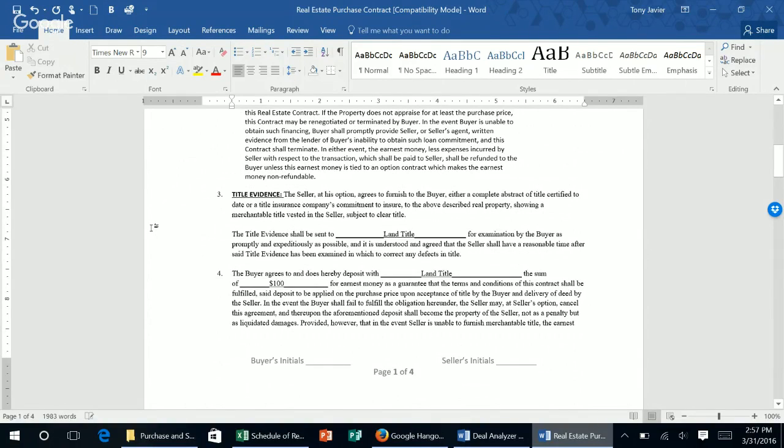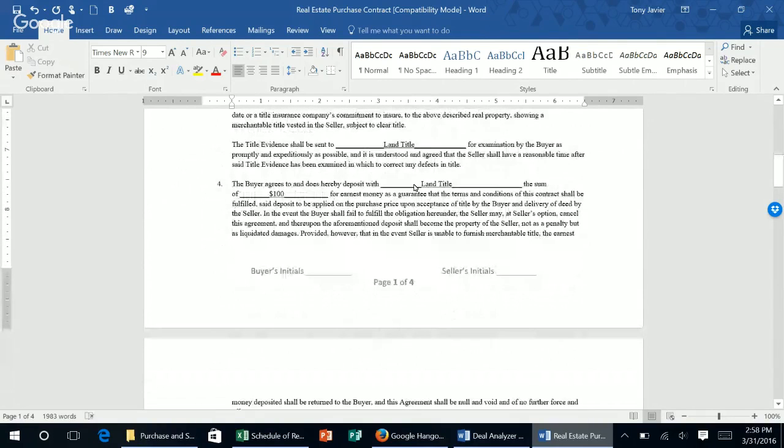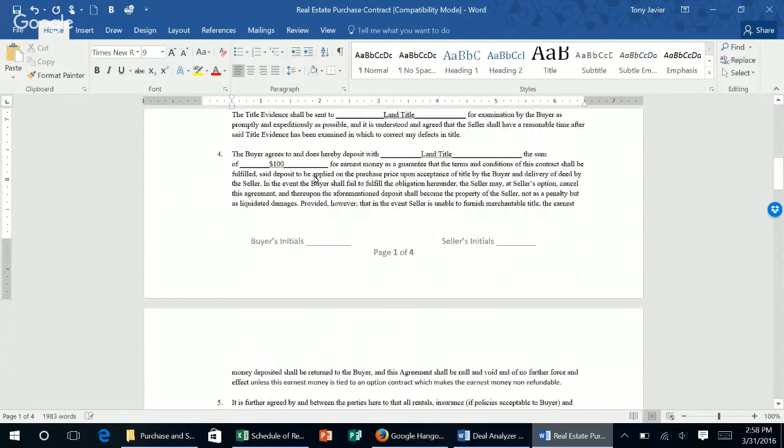Some people teach not doing any. Some people teach to do $1. In my mind, if you go to court, you probably want at least $100 to be able to substantiate that you put a high enough earnest money down to make this a valid and legal and binding contract. They say you have to have valuable consideration when entering into a contract, and this is part of valuable consideration. And you can read that here in the lingo.